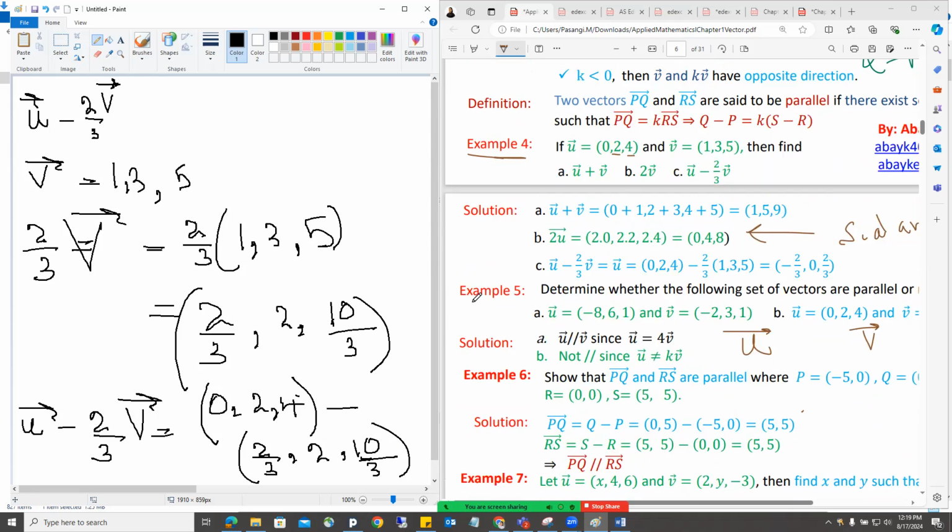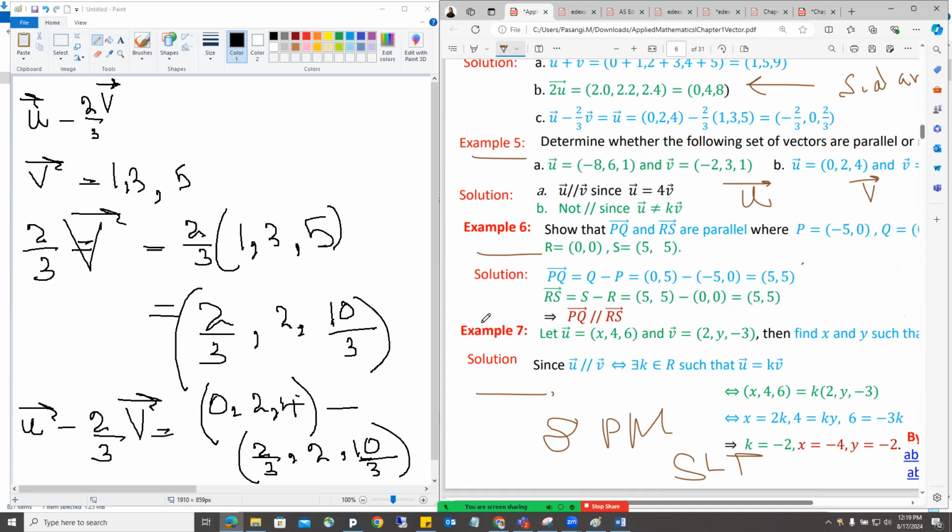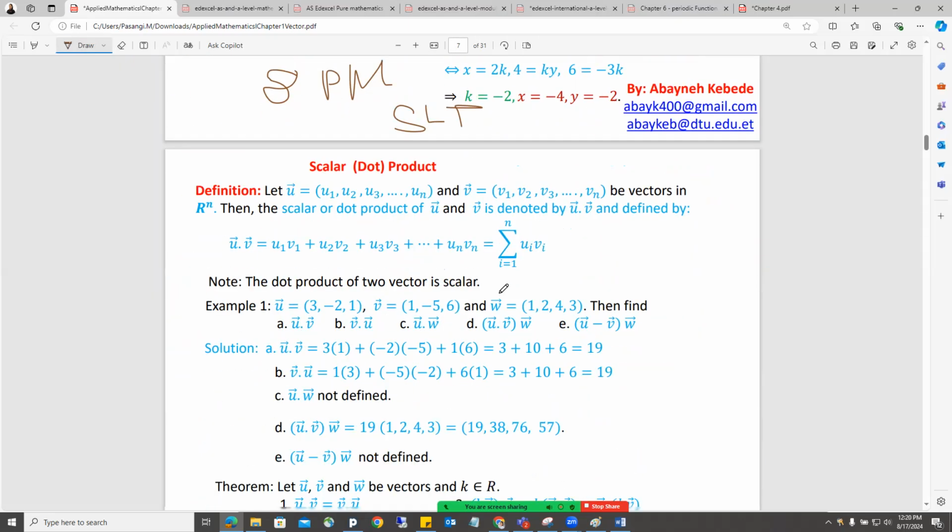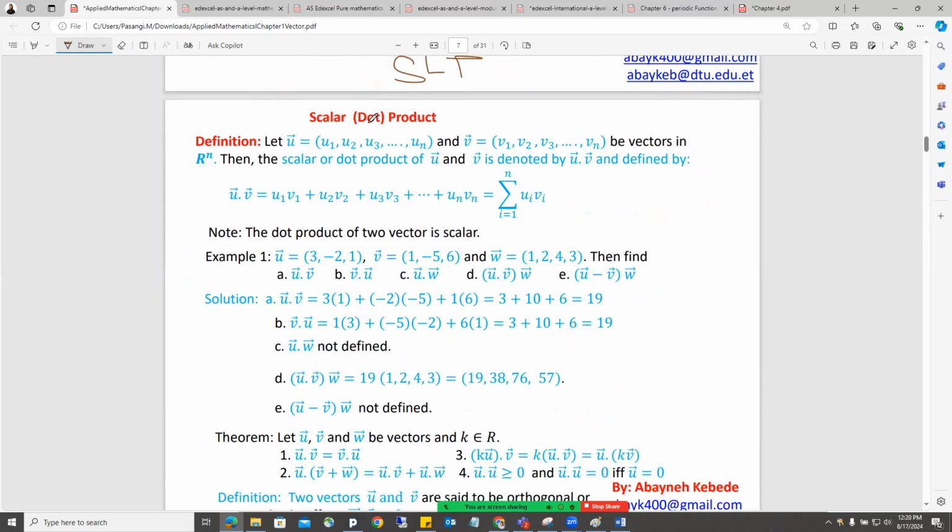Okay, now you can do example 5, example 6, example 7 as homework. Then we'll move to the products. So here we are going to talk about the scalar product. Scalar product, we are giving another name, that is dot product. Scalar product equals dot product, two different names referring to the same thing.